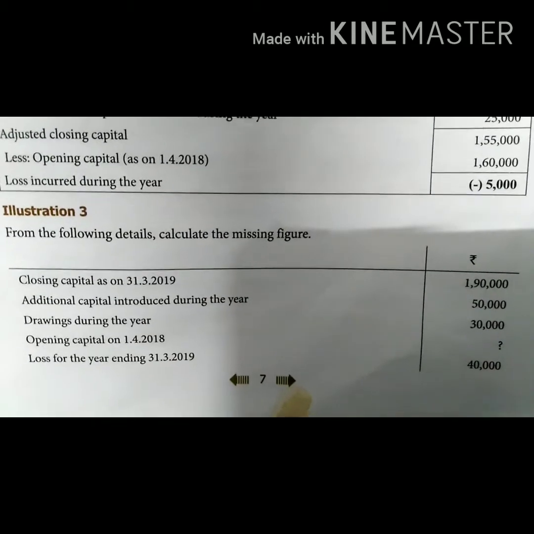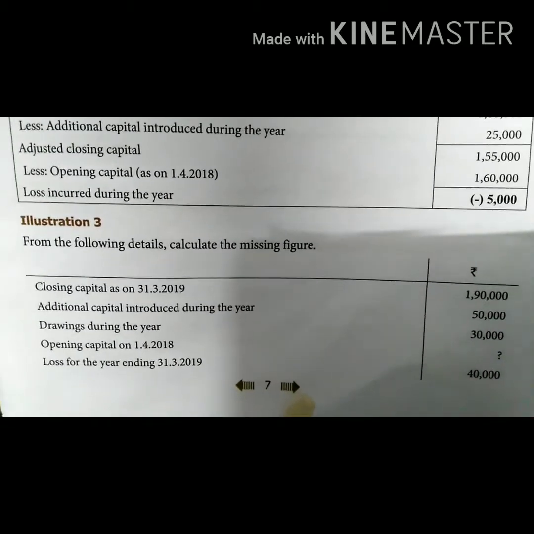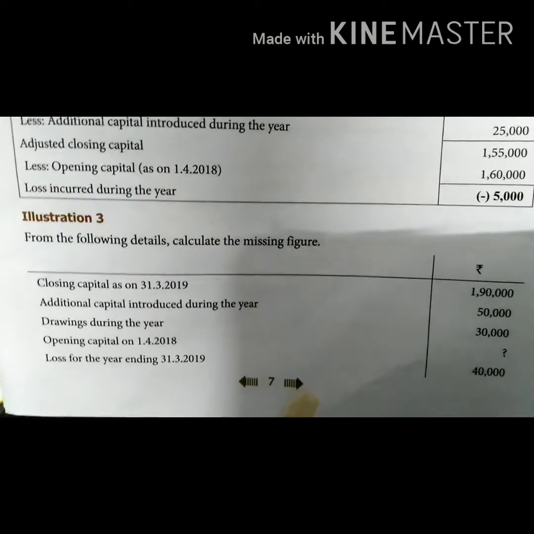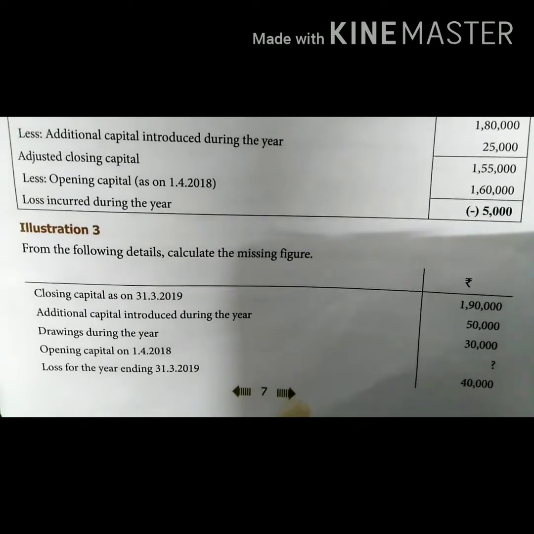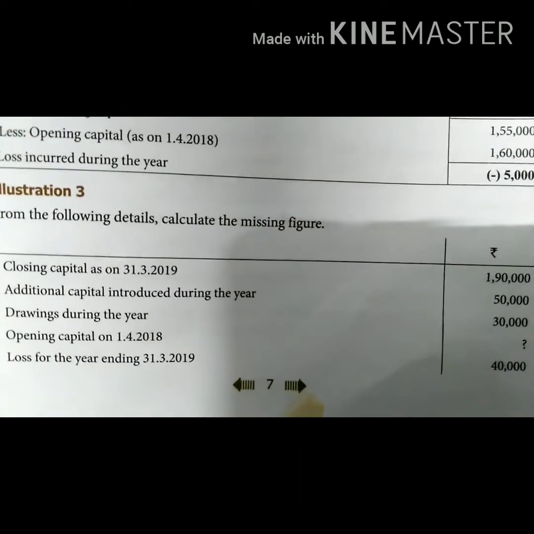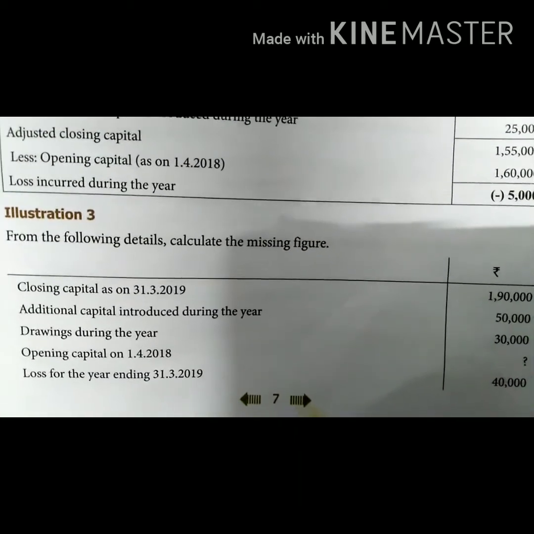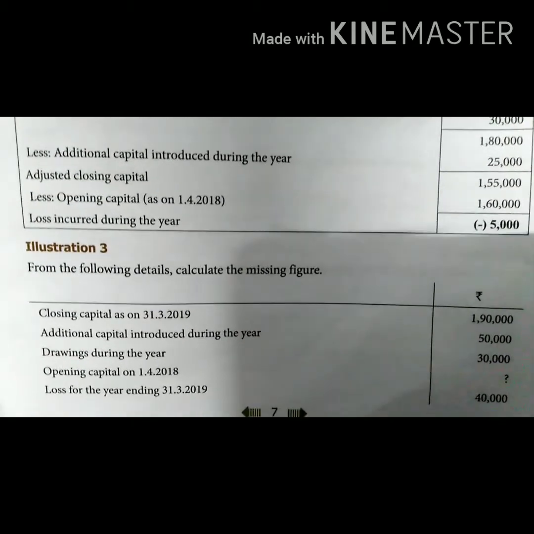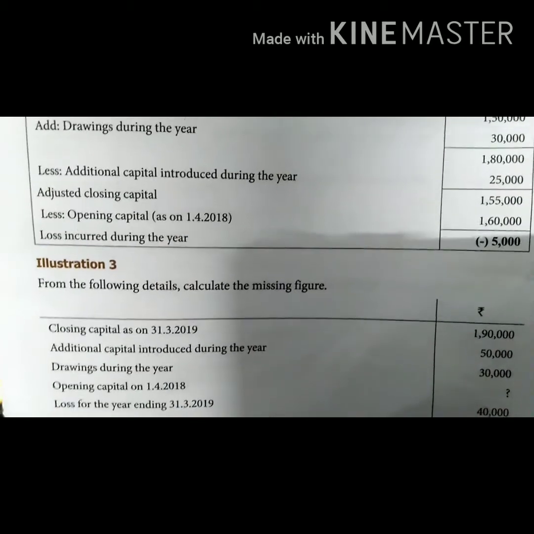In this problem, closing capital is given, additional capital introduced during the year is given, drawing during the year is given, and loss during the year is given, 40,000. Opening capital is not given. So here opening capital is missing. This missing information only we are going to find out. So how to calculate the missing figure?